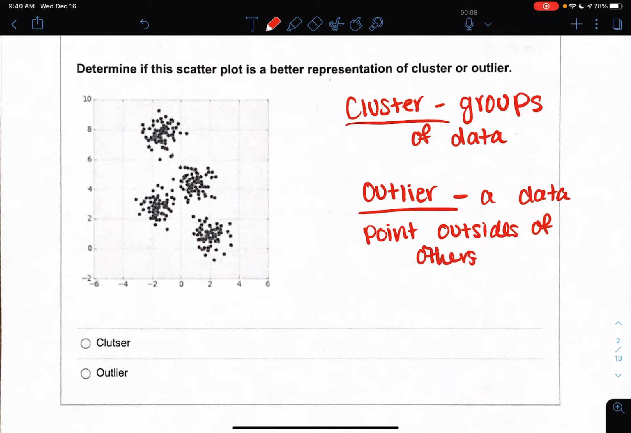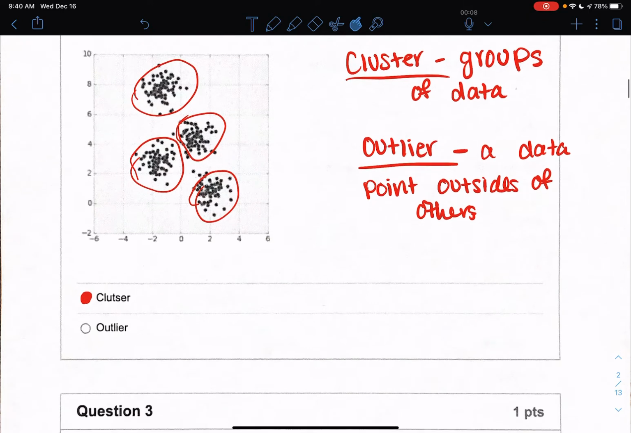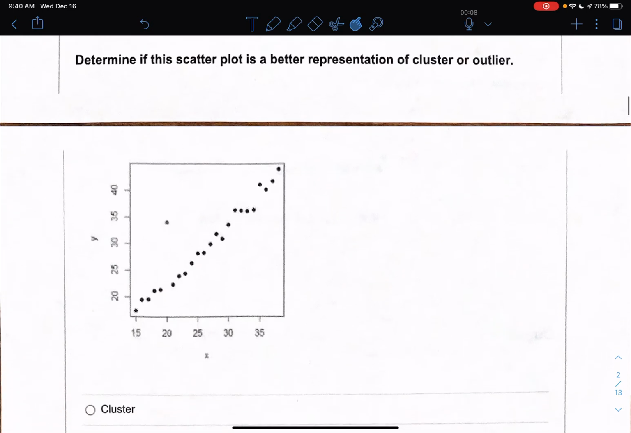Okay, now if I look at this, they're little blobs of data points all clustered together or in groupings, okay? So this one is going to be cluster, okay? And then moving on to the next one, which is number 3.